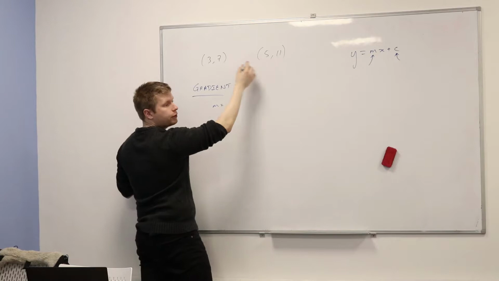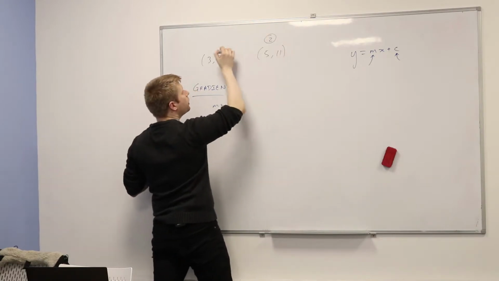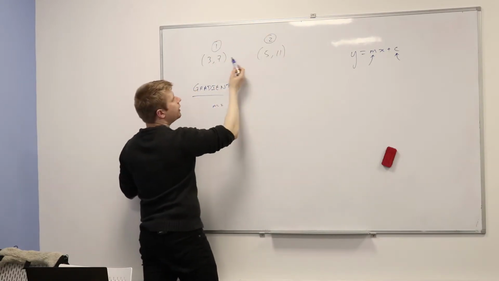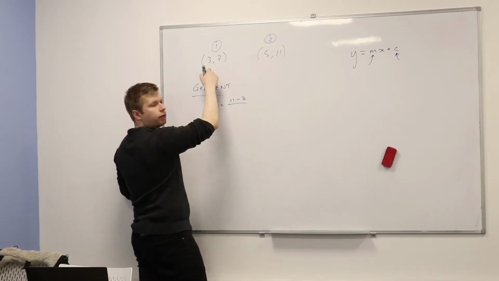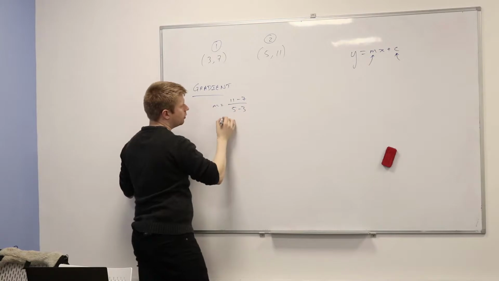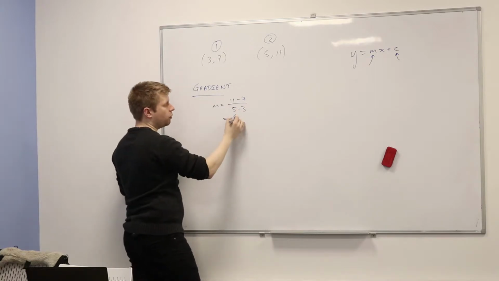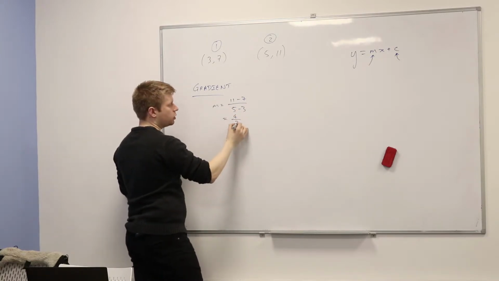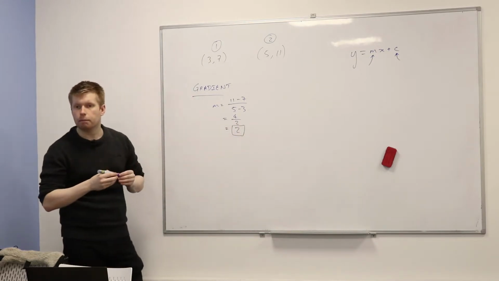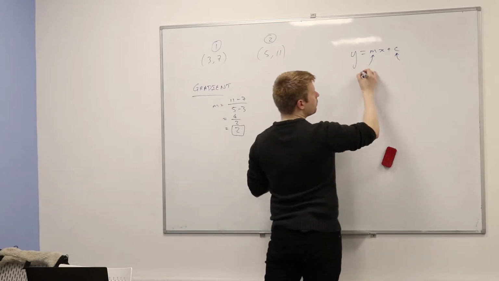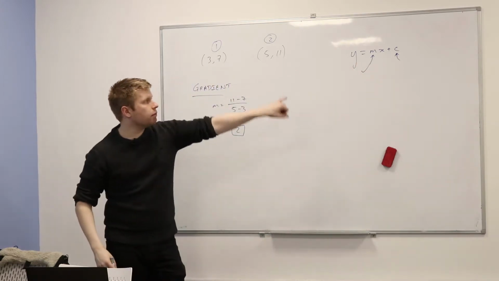Good, so I take my difference in my y coordinates. Let's call this point 2 and this one point 1. So I'll take 11 and take away 7. And I'll divide that by 5 take away 3. Good, because 11 take away 7 is 4, and 5 take away 3 is 2. So 4 divided by 2, that's 2. So that's my gradient, okay? Now, I've got that bit. That bit's ticked. I've got my m, got my gradient.